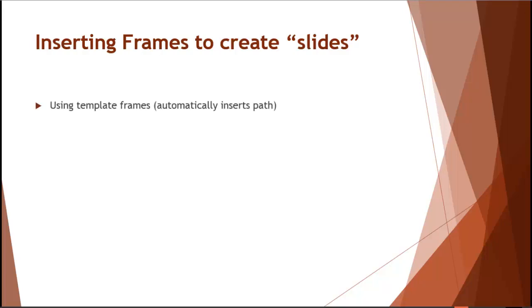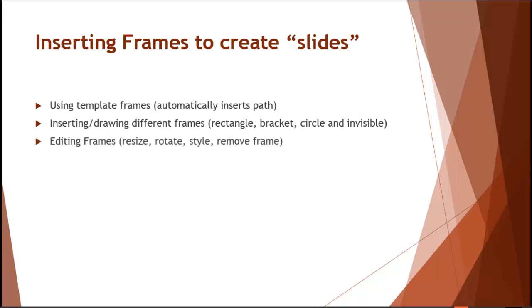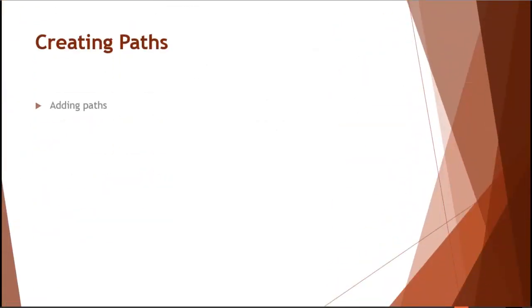When you use a template frame, it automatically inserts a path. And then inserting or drawing different frames, we have 4 different types of frames: a rectangle frame, a bracket frame, a circle frame, and an invisible frame. Then we can also edit the frames similar to the contents. You can resize, rotate, add style, or remove the frame completely.